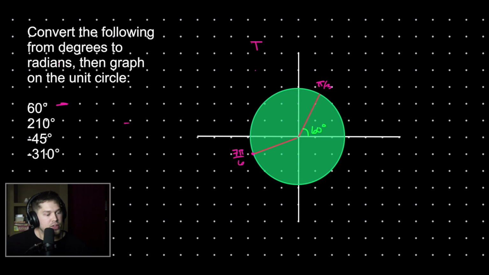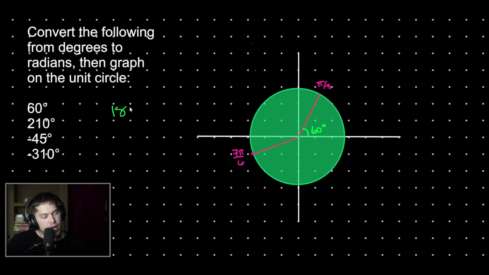Excellent. And let's change color as well. Let's go to this nice green color. Okay, this one we have negative 45 degrees. Where would negative 45 degrees be? Okay, so again, we set up our ratio to solve.